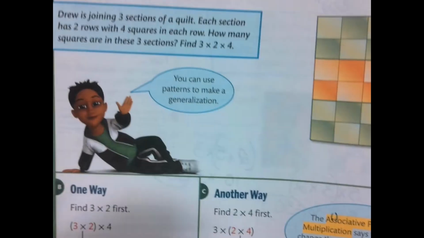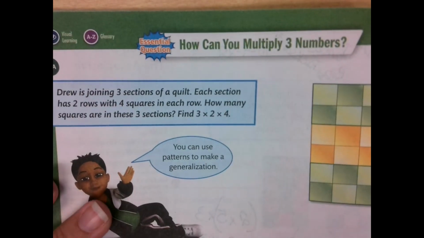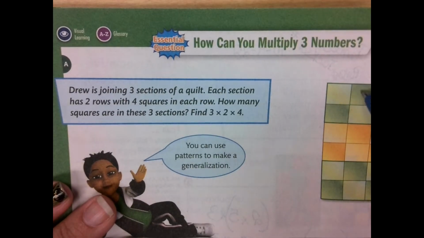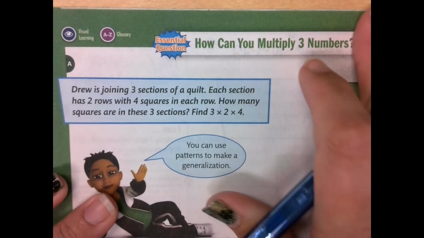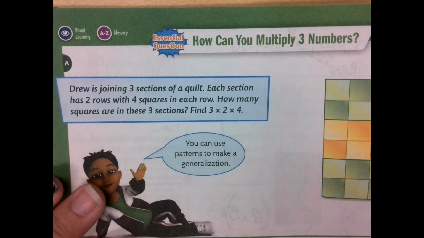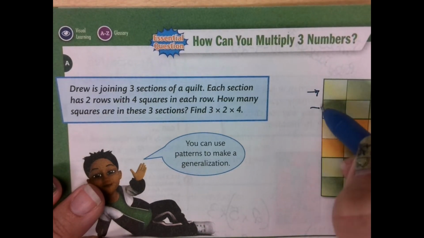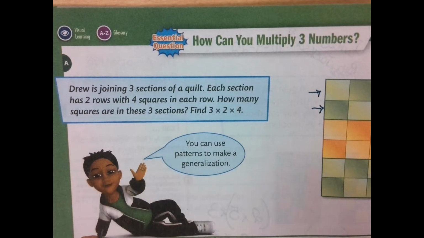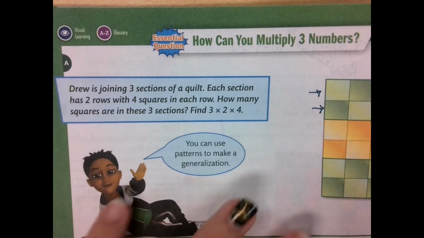Next page. Looks like we're still doing some quilts here. Drew is joining 3 sections. Okay, makes sense. Green, yellow, green. Each section has 2 rows. So 1, 2, with 4 squares in each row. How many squares are in these 3 sections?